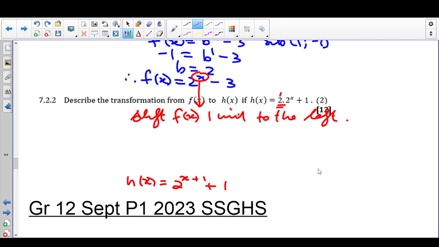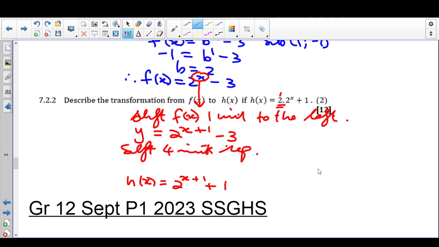By doing that, my equation now reads not f of x anymore, but y is equal to 2 to the x plus 1 minus 3. So how do I get from minus 3 to 1? The graph is moving 4 units up. So you shift the resulting graph 4 units up. By doing that, you got y is equal to 2 to the x plus 1 minus 3 plus 4, which now will result in h of x is equal to 2 to the x plus 1 plus 1.